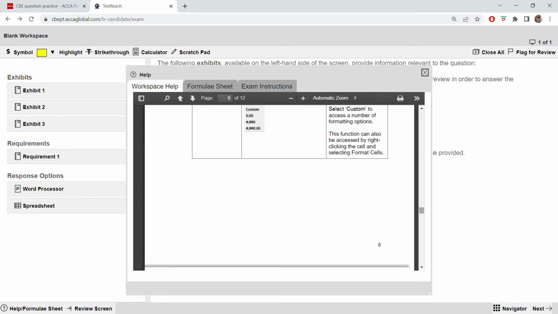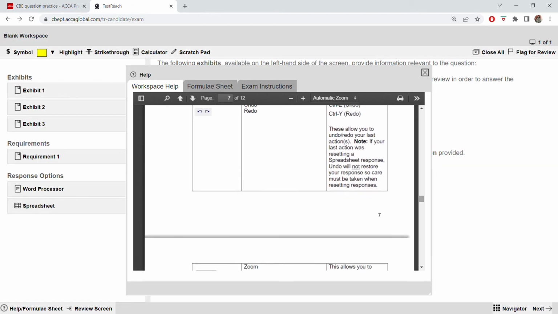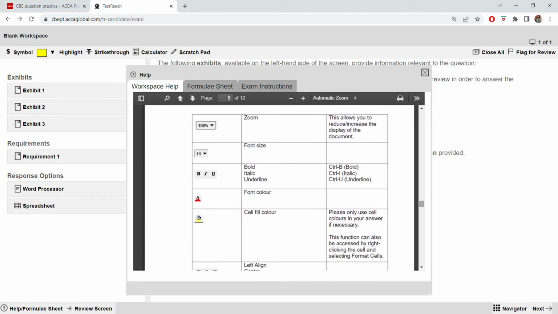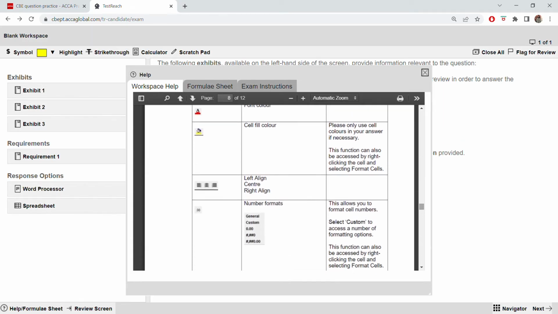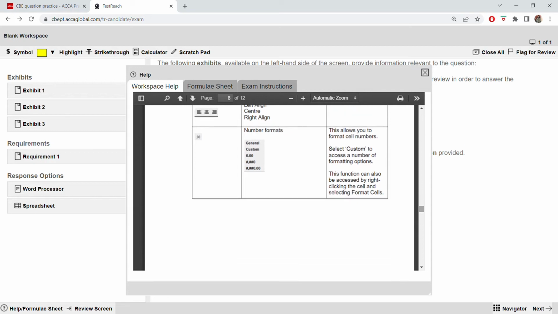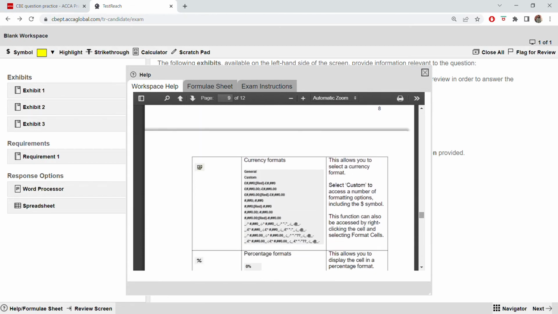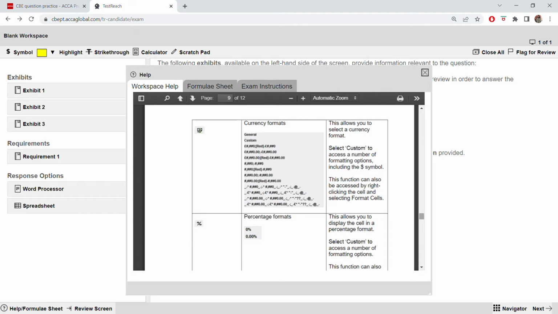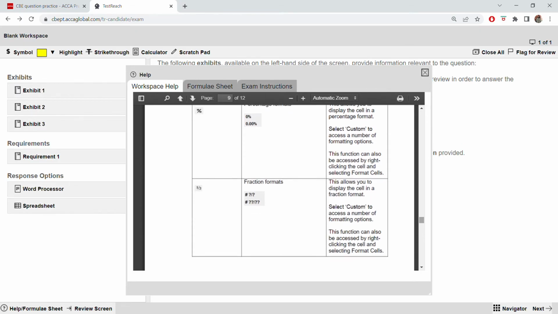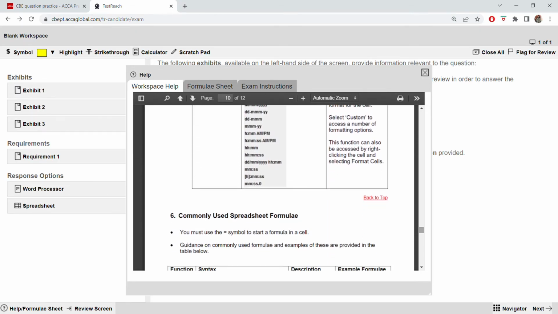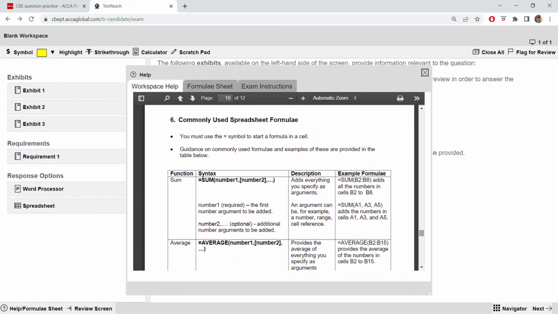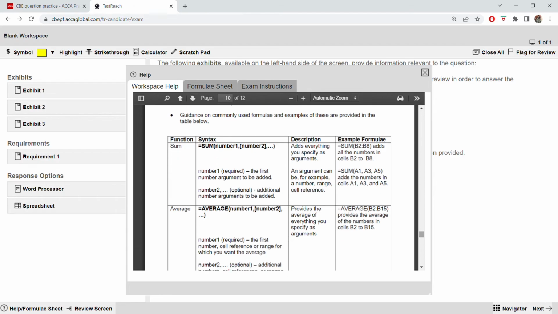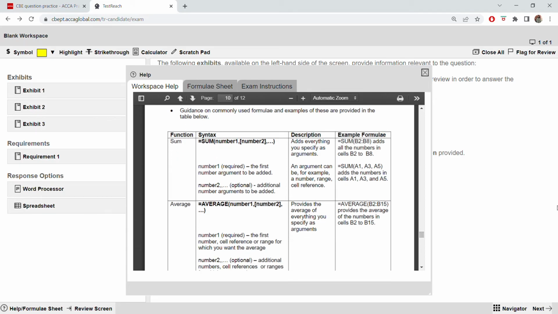You can color the cell. Coloring a cell might be useful to highlight your main answer because there are so many numbers in Excel, so you can use the fill color. You can change the number format of the cell: currency format, in which way you want the currency to appear, percentage format, fraction, date, time, all those things. My main focus is here, the commonly used spreadsheet formulas. This is my main area that I need to target.